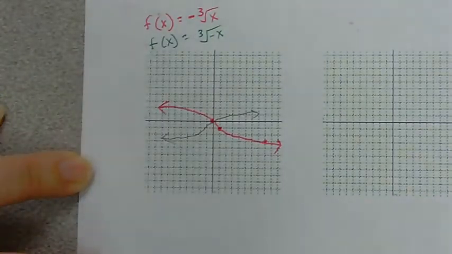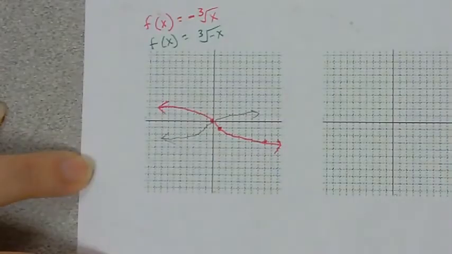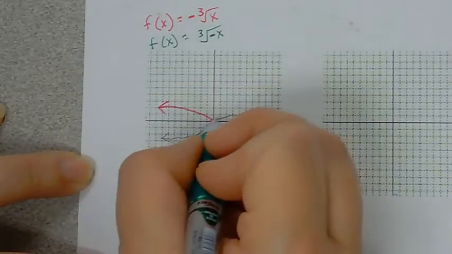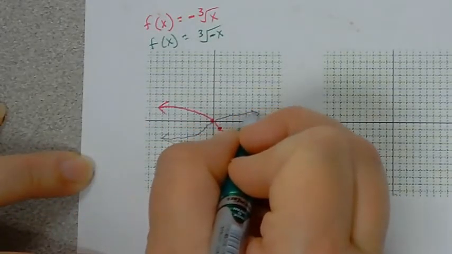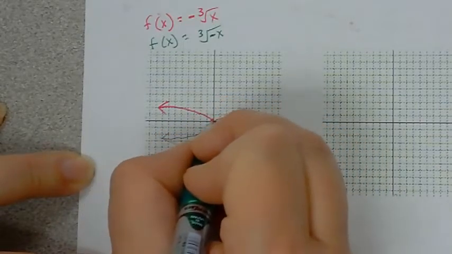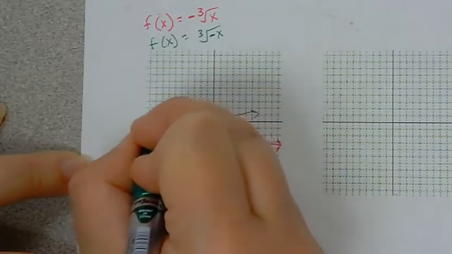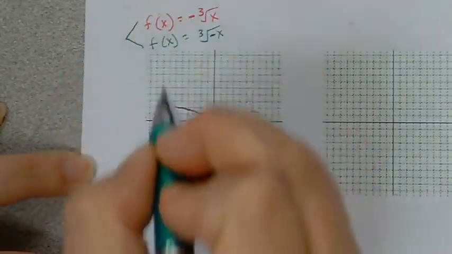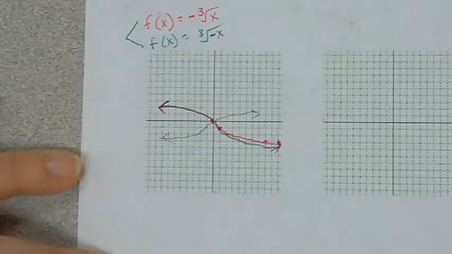Okay, let's think about what happened this time, and this is kind of interesting to see. If we put a negative on the inside, remember negative takes everything and reflects it across the y-axis. So this time this would be reflected over here, and this would be reflected over here. So these actually look the same for a cube root function.